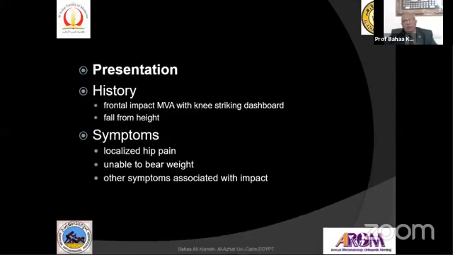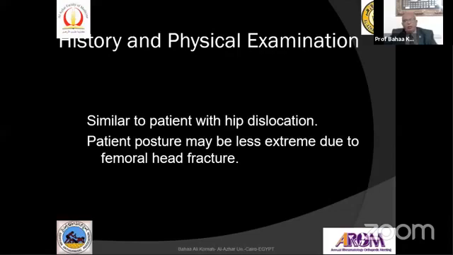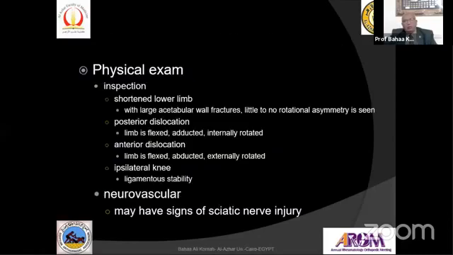And how does this patient present to you clinically? Always take the history. History is very important and the key for the diagnosis. The frontal impact in a motor vehicle accident with the knee striking the dashboard, or a fall from a height. These patients come with severe localized hip pain, unable to bear weight, and other symptoms associated with the impact injuries. Similar to the patient with hip dislocation, the patient's posture may be affected due to the femoral head fractures.